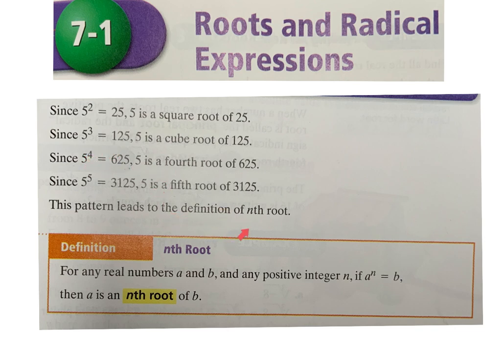So this pattern gives us what's called the nth root. You can have any root that you want. You're just saying how many times it multiplies to get to this number. For any real numbers a and b and any positive integer n, if a to the nth equals b, then a is the nth root of b, all right? And so they're just saying you can have any number of roots that you can find for a number.